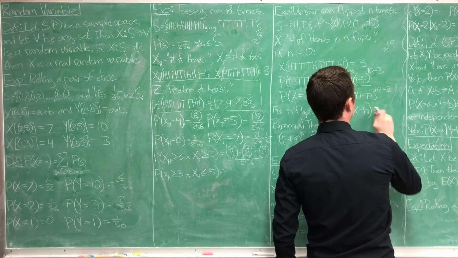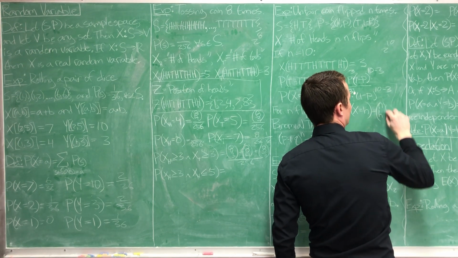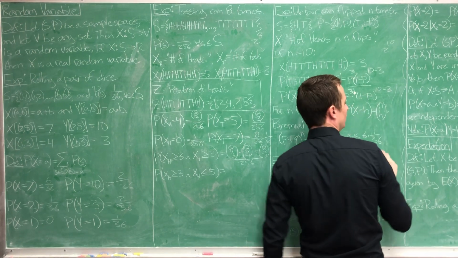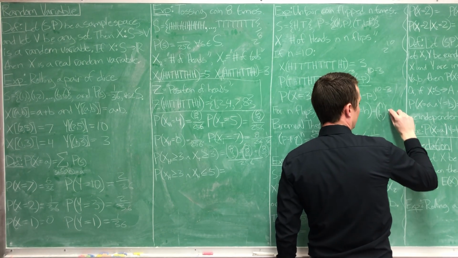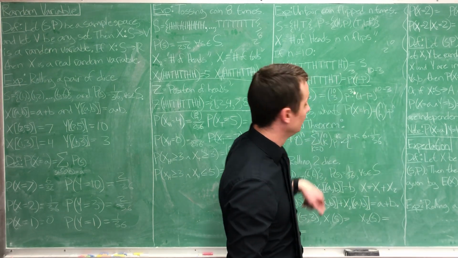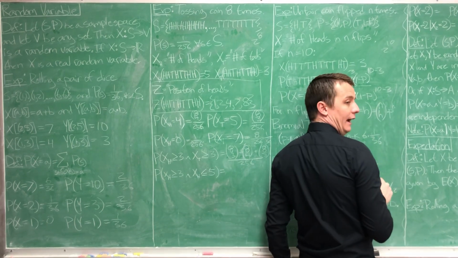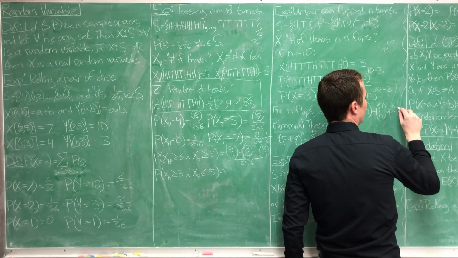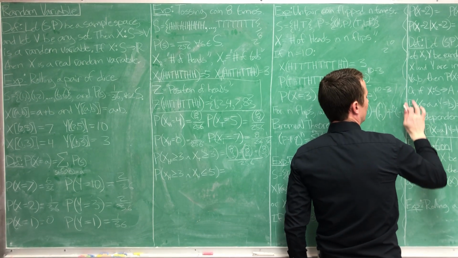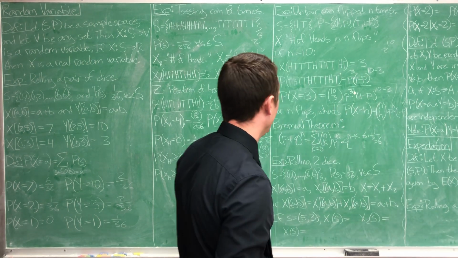N choose H. We have N flips, choose H of them to be heads, times P to the H, where H is the number of heads you have, times 1 minus P to the power of N minus H. Perfect. And what does that look a lot like?